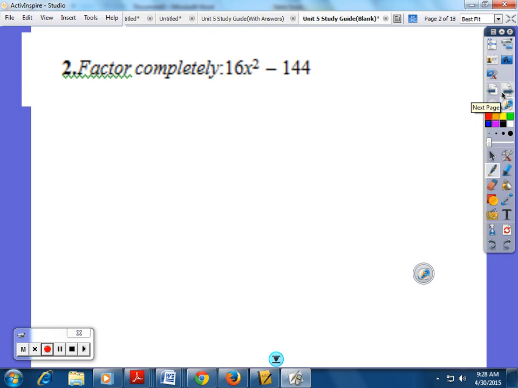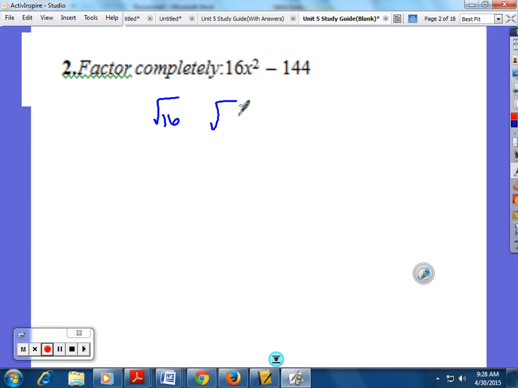same deal. This is not a trinomial, so you need to look and see if it's a special case. Is 16 a perfect square? Yes, it is. Is x squared a perfect square? Yes, because that too. And is 144 a perfect square? Yes, it is. And are they subtracting? Yes. So this is a difference of perfect squares.